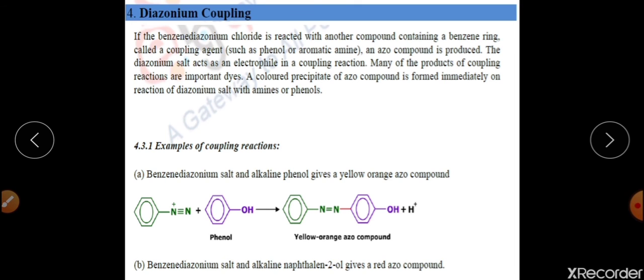It may react with that and will get converted into the dyes. Different kinds of dyes are synthesized by using this kind of reaction. For example, this is your benzene diazonium salt, and this benzene diazonium salt will react with the phenol, and ultimately it is converted into a yellow orange colored dye.